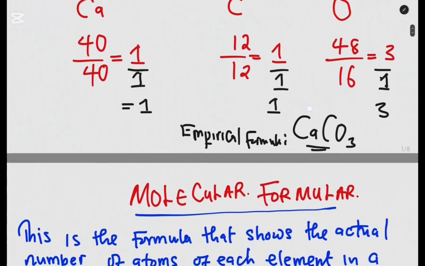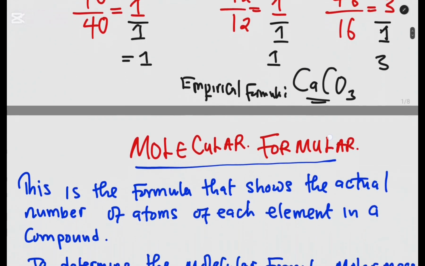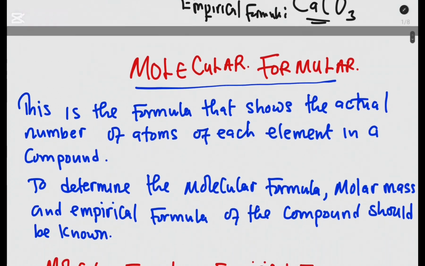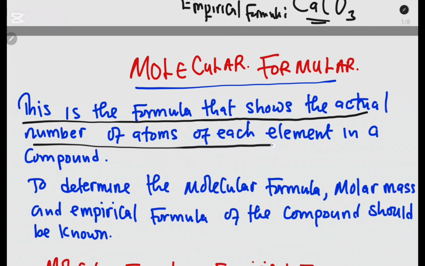Let us move now to look at the molecular formula. What about the molecular formula? So what is the molecular formula, by the way? The molecular formula is the formula that shows the actual number of atoms of each element in a compound. For the empirical formula, we just said it is the simplest formula of a compound. In other words, it's a skeleton of a compound. Then the detailed one is what we call the molecular formula.